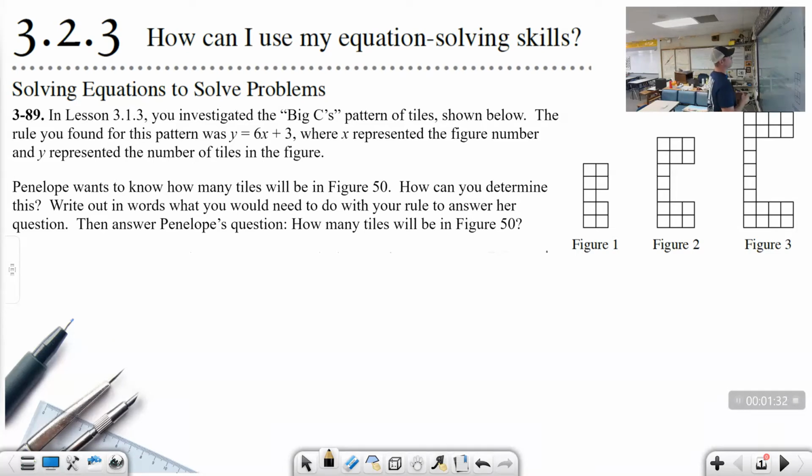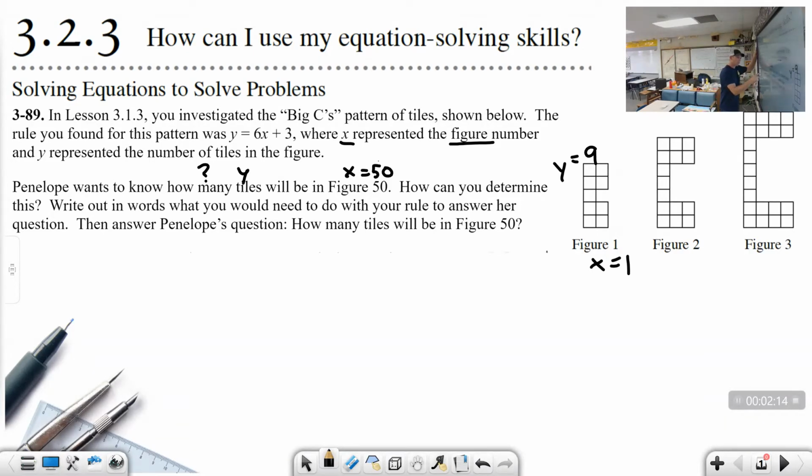The rule you found for this pattern was y equals 6x plus 3, where x represented the figure number and y was the number of tiles. Penelope wants to know how many tiles will be in figure 50. How many tiles, that's y, will be in figure 50? Remember, when we read language arts, we need to be able to translate that into math. How can you determine this? Write out in words what you would need to do with your rule to answer her question.